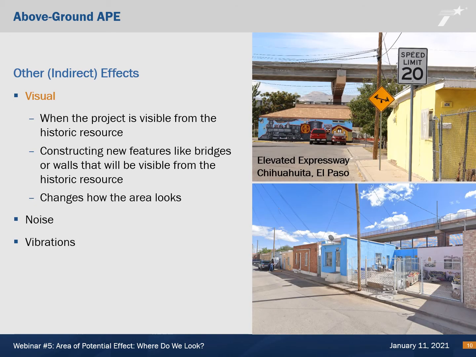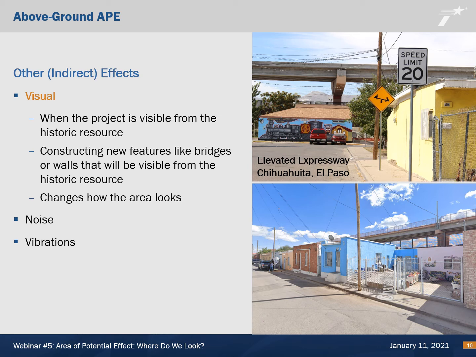Depending on what TxDOT is proposing to build, historians may also look at how a project can indirectly affect historic resources. Indirect effects are impacts that do not physically destroy or alter the historic resource, but they may change how someone experiences it. The most common indirect effect is a visual effect.